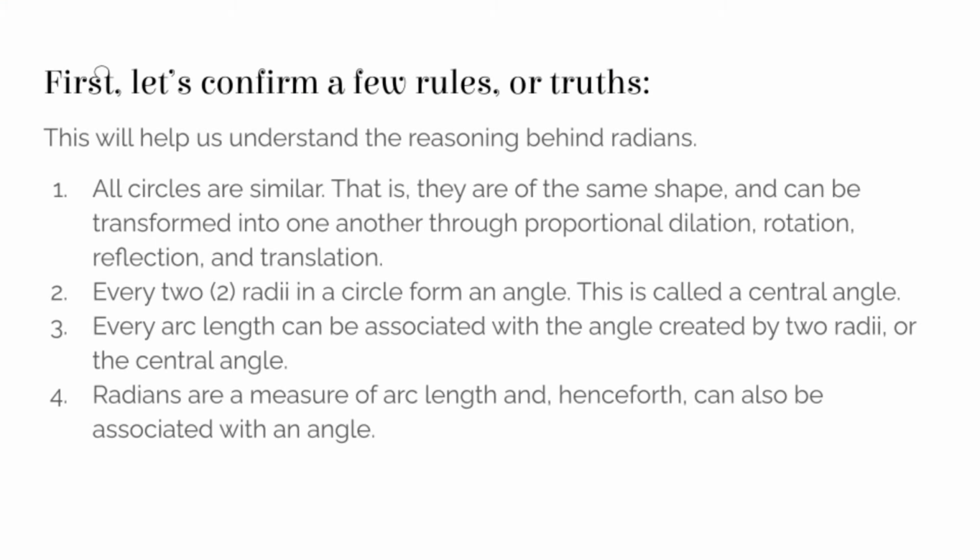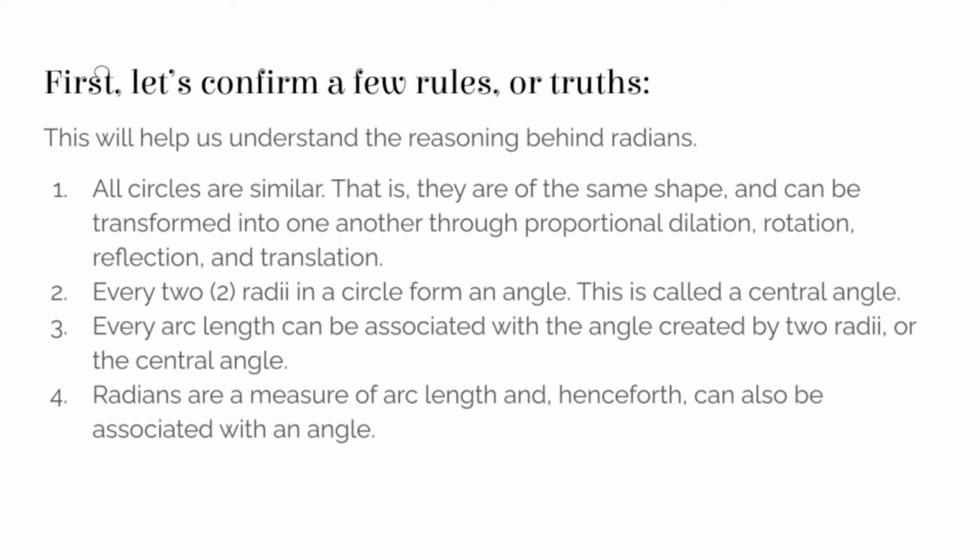First, let's confirm a few rules, or truths. This will help us understand the reasoning behind radians. 1. All circles are similar. That is, they are of the same shape and can be transformed into one another through proportional dilation, rotation, reflection, and translation. 2. Every two radii in a circle form an angle.